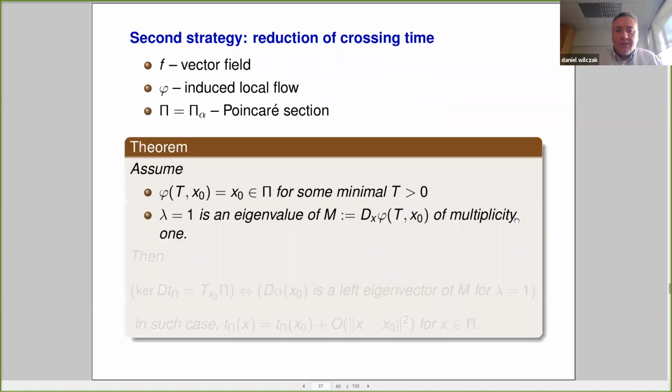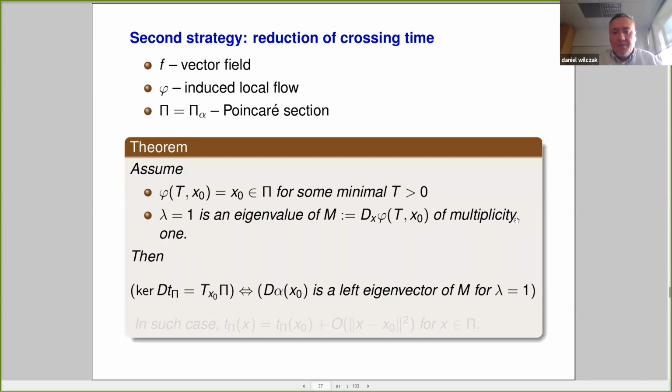And this is our main theorem in this paragraph. Assume that we have a periodic orbit of period T. We always have that lambda equal to 1 is an eigenvalue of the monodromy matrix. This corresponds to the fact that our time direction is neutral. And assume that the eigenvalue lambda equal to 1 is of multiplicity 1. Then our return time is flat.